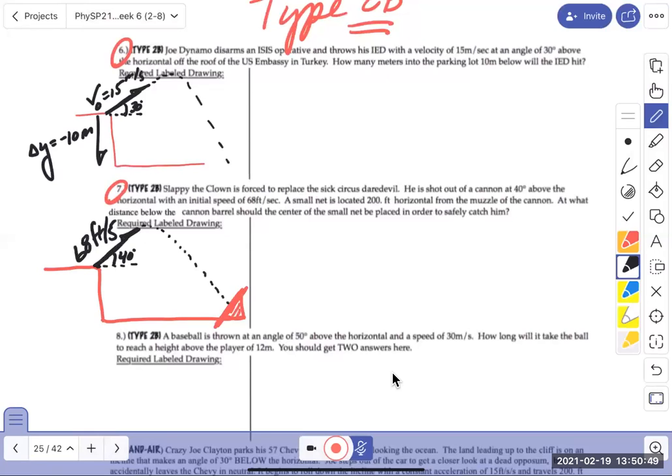The small net is located 200 feet horizontally. So this distance here, that is delta x. Delta x is 200 feet. So you know that. And that's it. And from there, you're supposed to find out whatever. Okay, so there's your homework. A couple of hints on there for Monday.